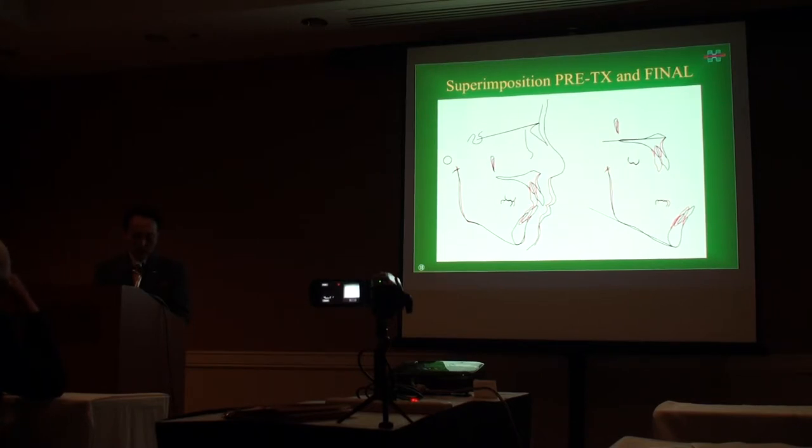Superimposition on the mandibular plane shows that the lower first molar was moved 2 mm. The lower central incisors were intruded 4 mm at the root apex and moved 5 mm at the incisor edge.